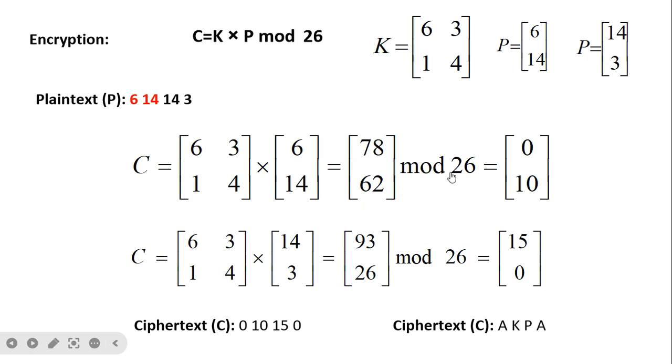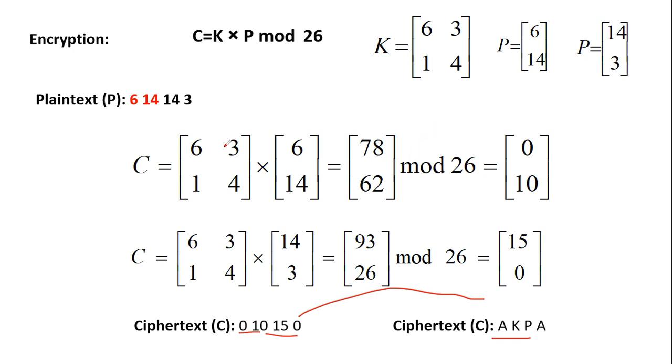We always require our answer to be in mod 26. So after applying mod 26, 72 mod 26 gives 0, and 62 mod 26 gives 10. Now for the other chunk, the answer is 93 26, again mod 26, we are getting 15 0. So after concatenation, the answer is 0, 10, 15 and 0, and if we convert into character values again, it is AKPA. So for GOOD we are getting AKPA as the ciphertext.